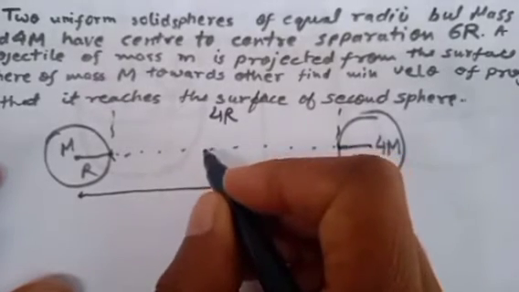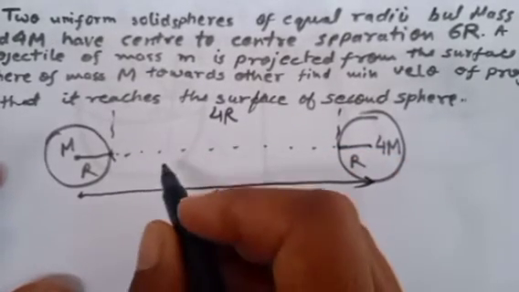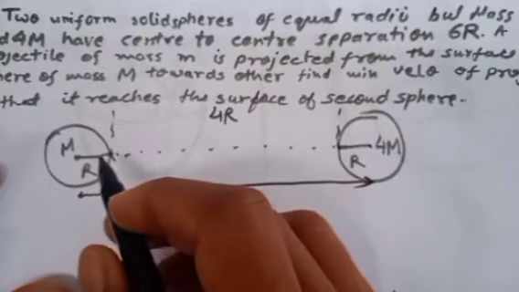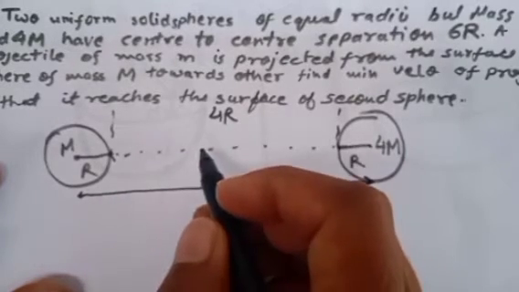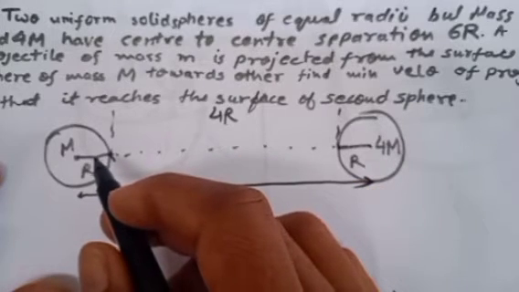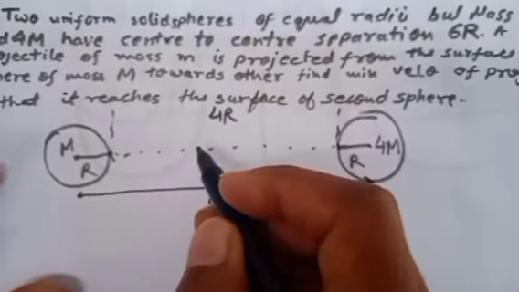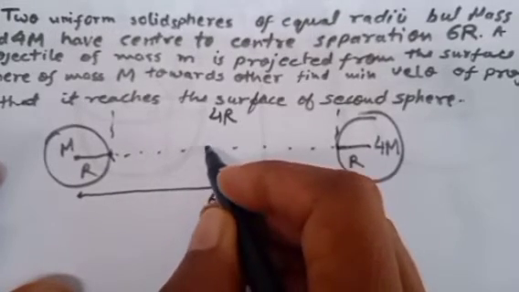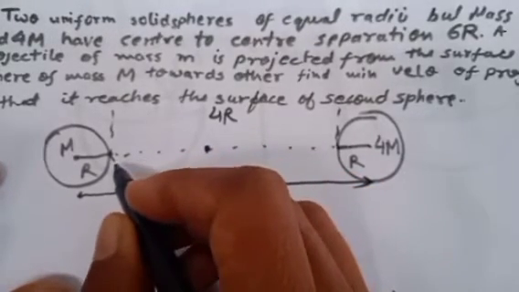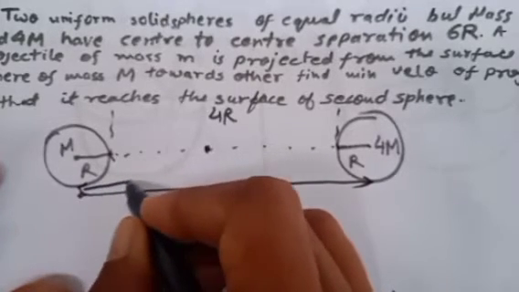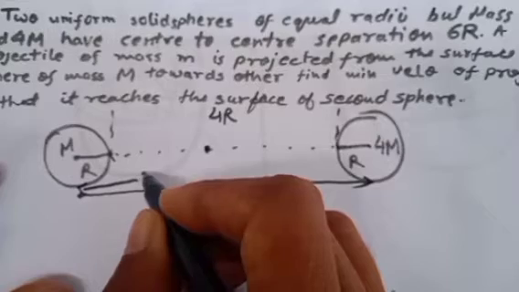So let us suppose first we will find a null point, a neutral point, till where at least we have to send it to overcome gravitational attraction of this sphere. So let us suppose it is somewhere here. So the distance, let us suppose, is x.